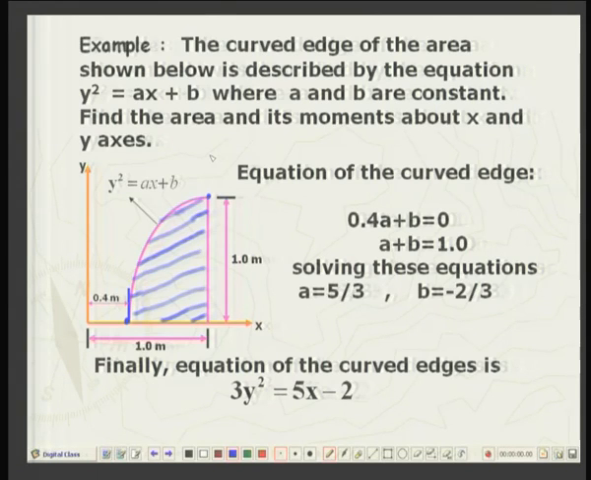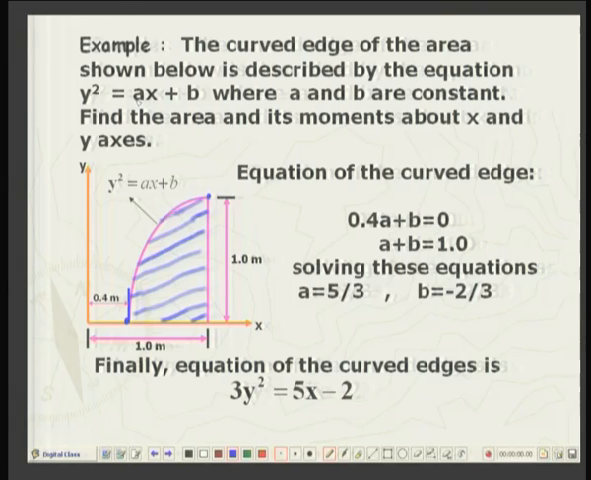First of all, we have to determine the constants a and b, so that we know the equation completely. And since this point lies on this curve, if we substitute x as 0.4 and y as 0 at this point, then 0 is equal to 0.4 a plus b, this is the first equation. And then I go to this point whose coordinates are, you can easily see, 1 comma 1.